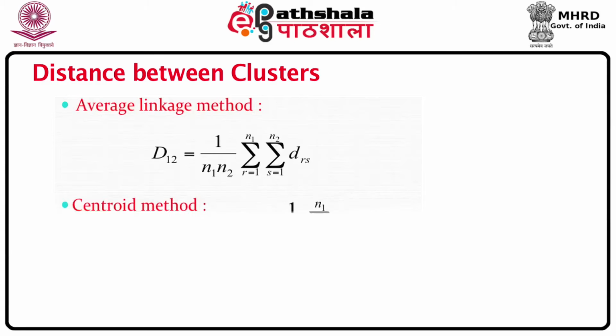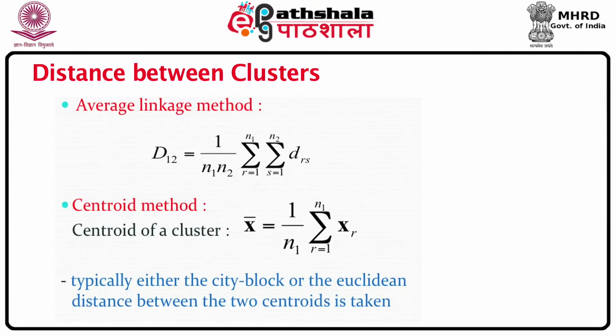A fourth very common measure is the centroid method. Now, by the centroid of a cluster we mean the mean of that cluster. So for the first group of individuals with n1 individuals, the centroid would be x bar, which is the average over the n1 individuals in the first group.